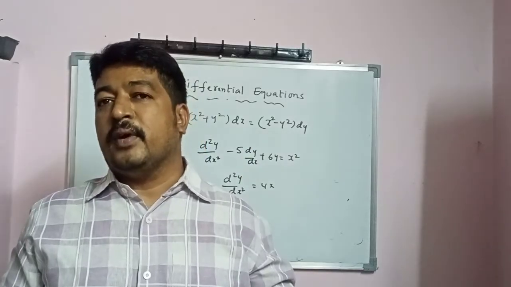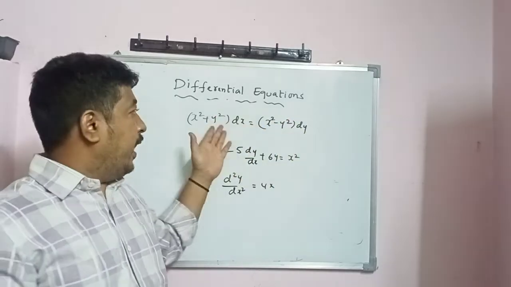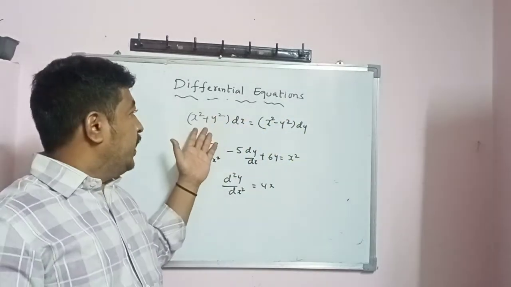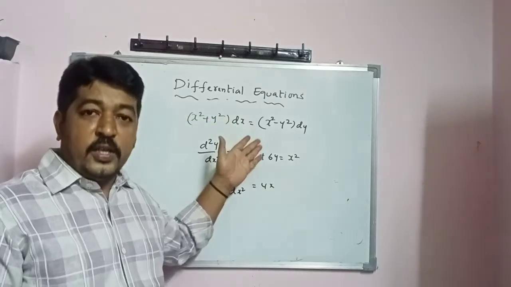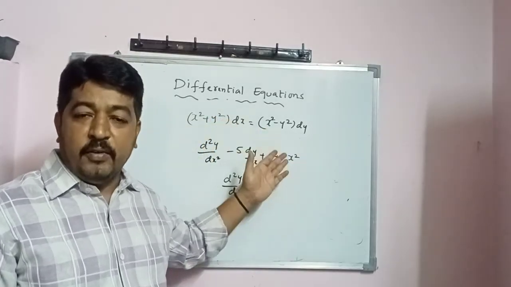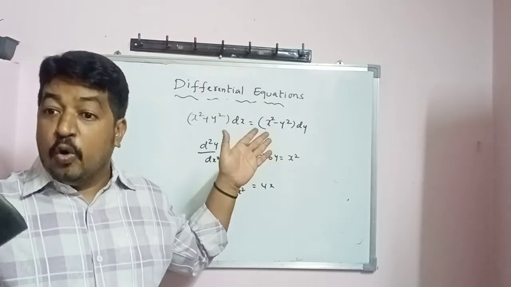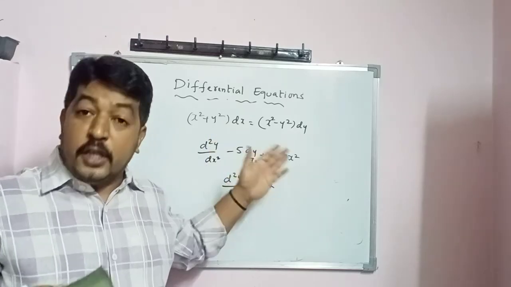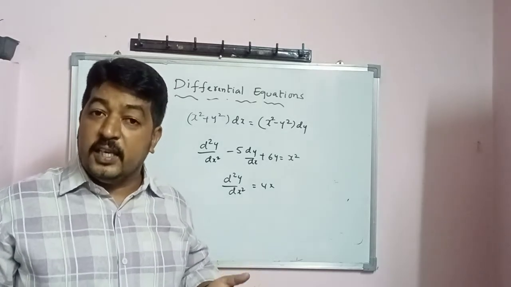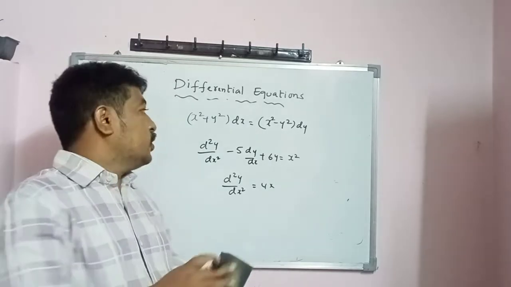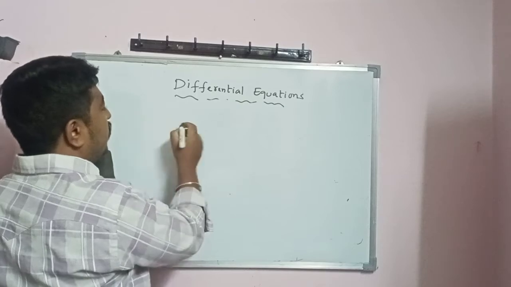So a differential equation is nothing but an equation involving independent variables and dependent variables, with the differential coefficients of the dependent variables with respect to the independent variables. That is called a differential equation.